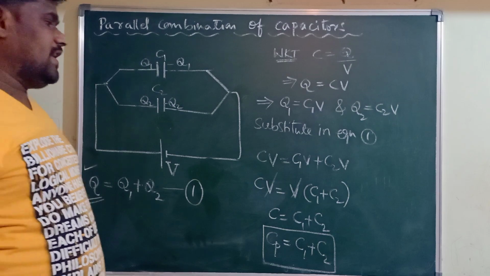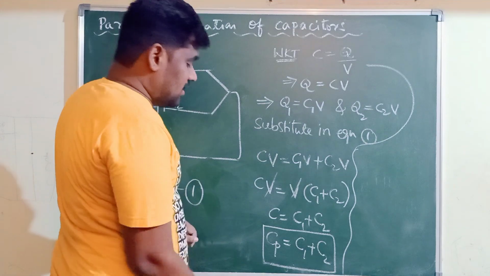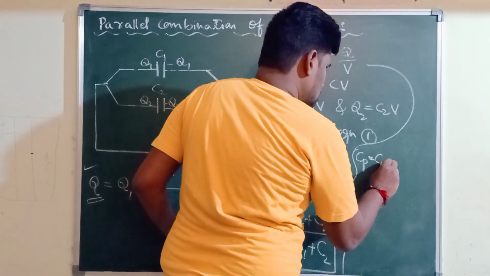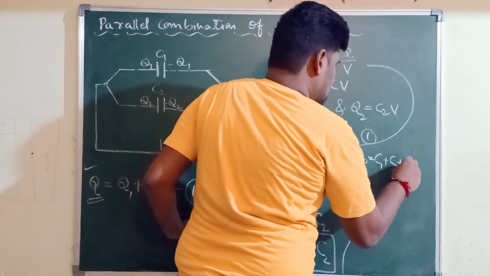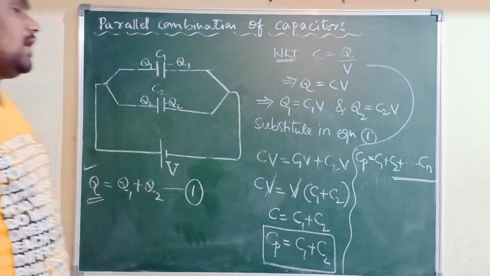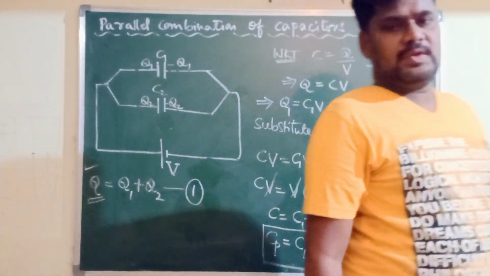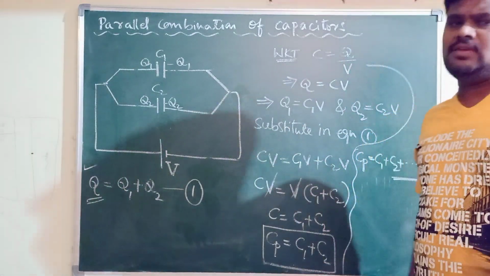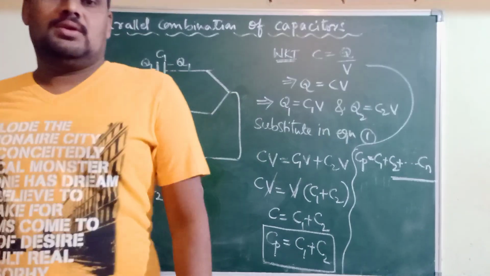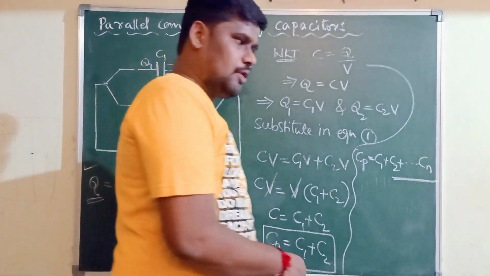Suppose n number of capacitors are connected in parallel, then Cp should be equal to C1 plus C2 plus C3 up to Cn. So this is the total capacitance for n number of capacitors which are connected in parallel. In the last session we derived an expression for total capacitance of series combination. In today's class I derived the expression for total capacitance of parallel combination.